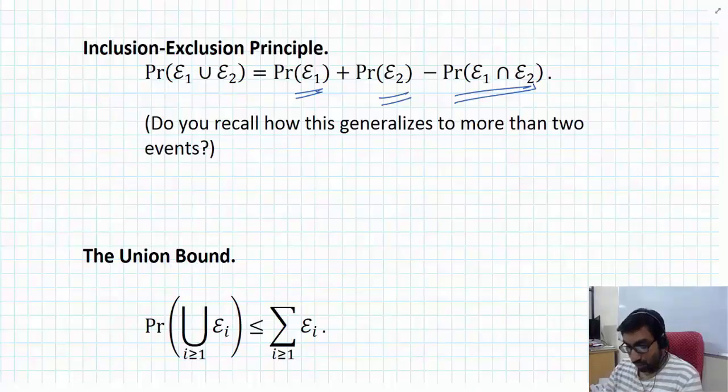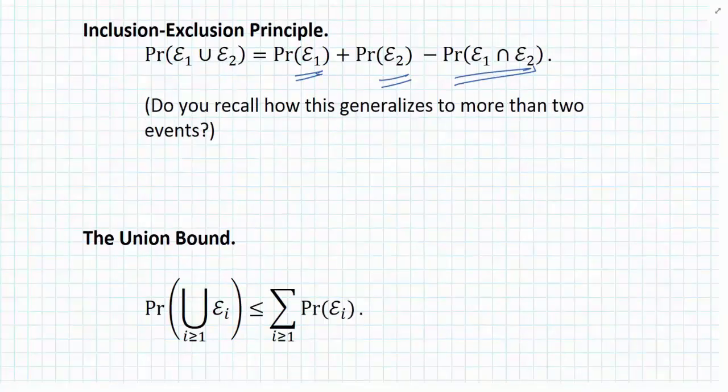And you may recall that this principle can be generalized to more than two sets, or in this case more than two events. And so a quick exercise would be to write down the formula when you have not just two events but some n events.